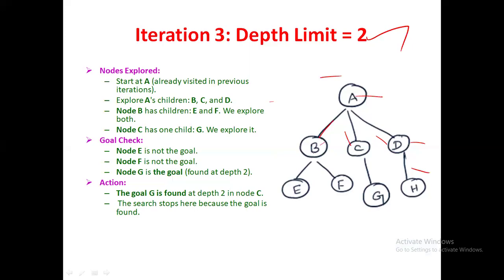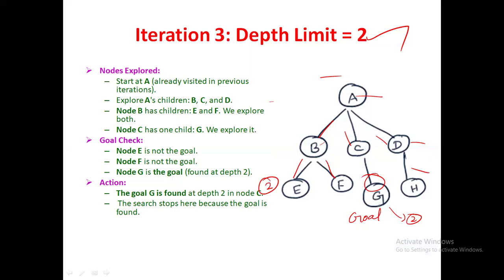Specifically, node B has two children. What are they? E and F, which are explored at depth level 2. Node C has only one child. What is that child? This is G, the one child, and this node is the goal node located at depth level 2. Once the goal node G is found at depth 2, the search stops and successfully concludes.